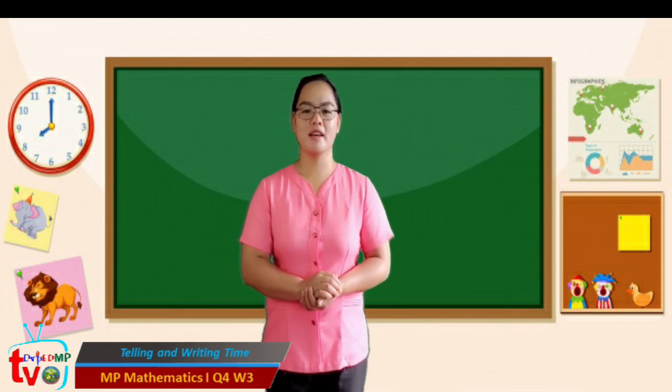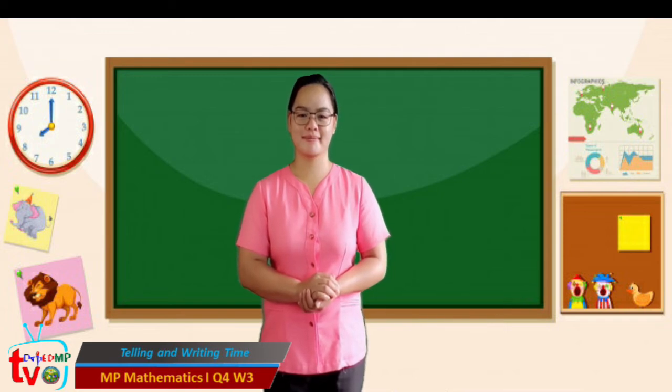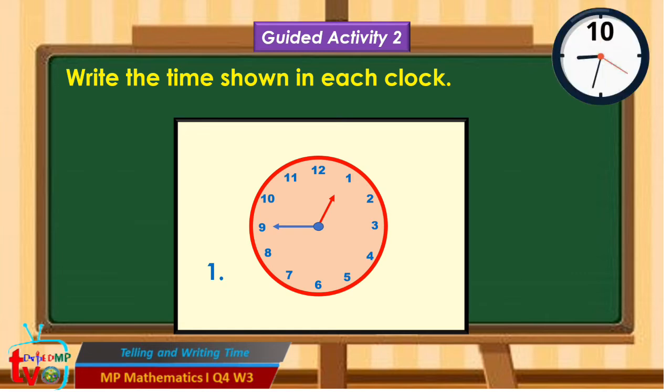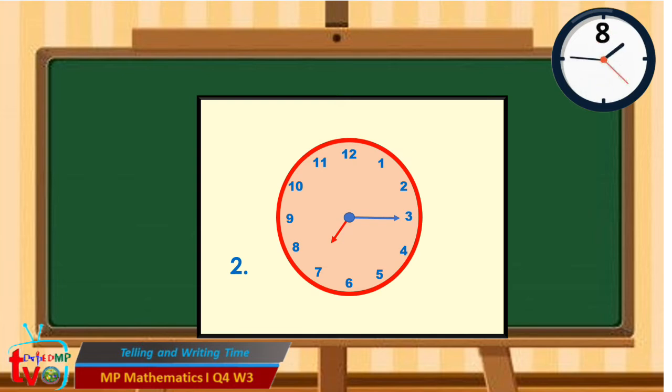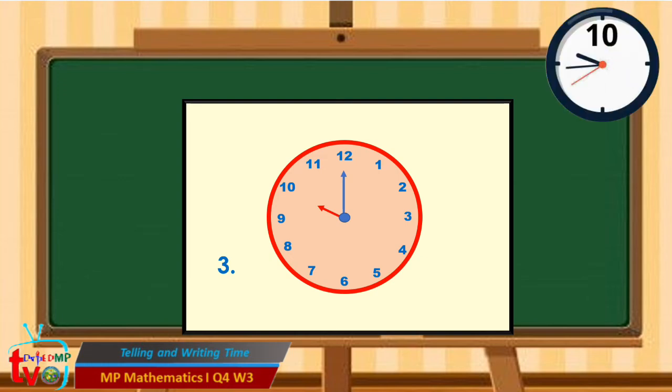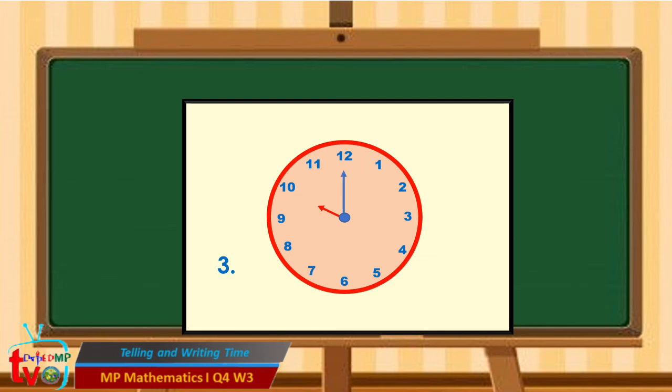Moving forward, let's do more challenging activities. For guided activity 2, let's write the time shown in each clock. Number 1. Number 2. Number 3. And number 4.